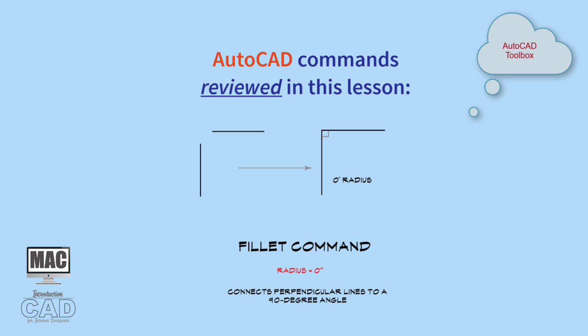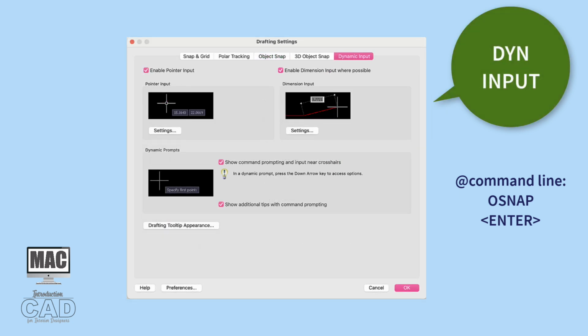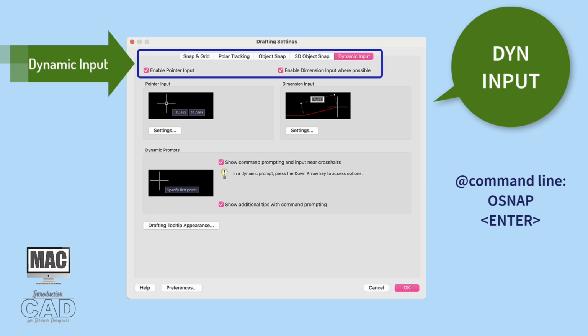At the command line, type OSNAP, enter. This command brings up the OSNAP settings dialog box. The OSNAP settings for this lesson include endpoint, midpoint, intersection, extension, perpendicular. It is also recommended that you have the dynamic input setting toggled on for this exercise.